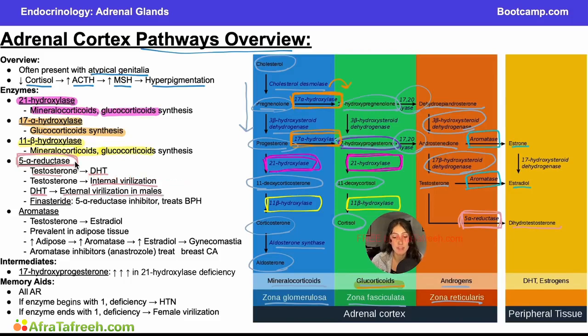And if you have a deficiency in 5-alpha reductase, you still may get internal virilization because you have this testosterone, which was still able to be produced. However, the DHT wasn't produced, so you may have externally female genitalia or ambiguous genitalia.